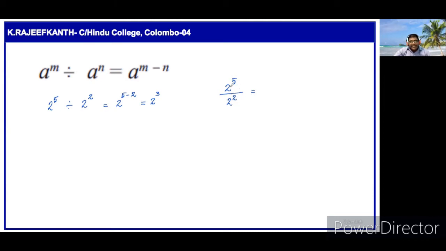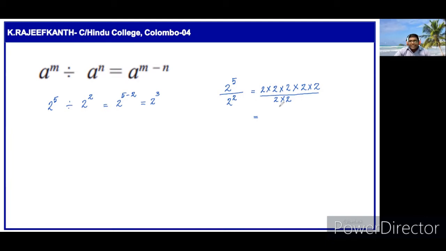Now we can expand this 2 to the power of 5. So we have to multiply 2 five times. Then 2 times 2 times 2 times 2 times 2. In the denominator, there is 2 to the power of 2. Then we can expand that. Then 2 times 2. Here in this fraction, in the denominator 2 times 2, and in the numerator we have 2 to the power of 5.